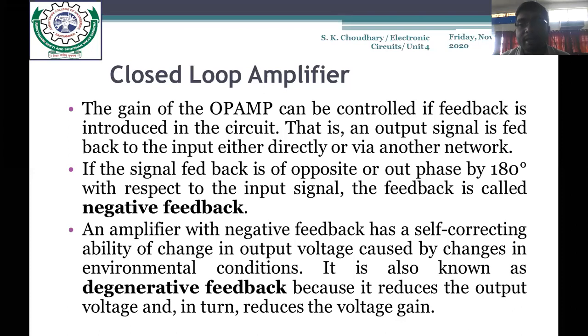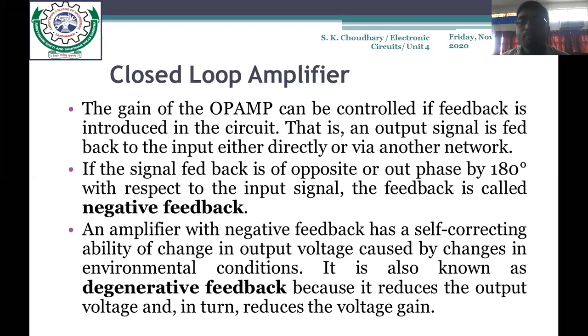The feedback is called negative if its output signal is 180 degrees out of phase with the input signal. So an amplifier with negative feedback has a self-correcting ability for changes in the output voltage caused by changes in environmental conditions. This is one of the very good abilities of the negative feedback amplifier.